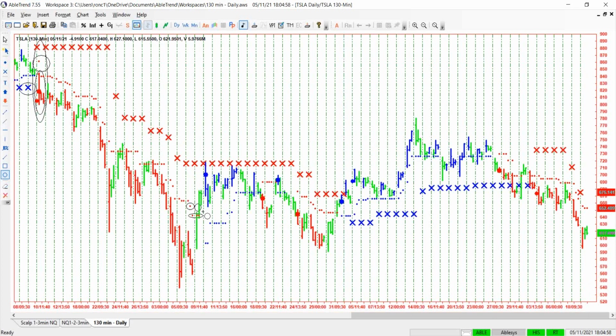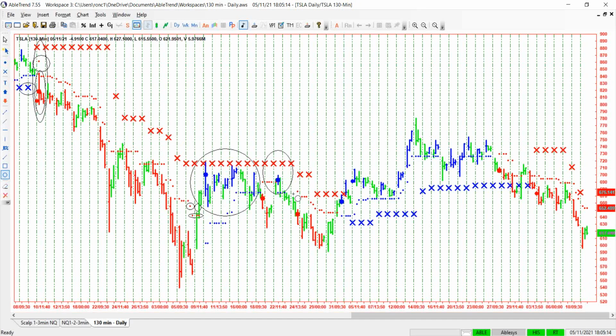An option trader who's got a put option on that one, I mean, that's a mega home run. This is what we love. This is the best part of AbleTrend, in my opinion. The no trade zones. It keeps us out of trouble.